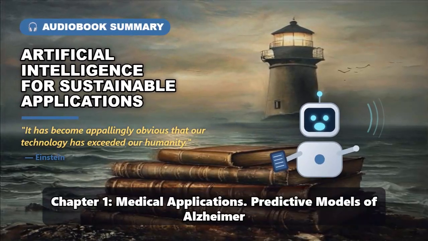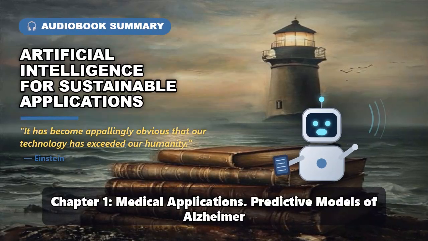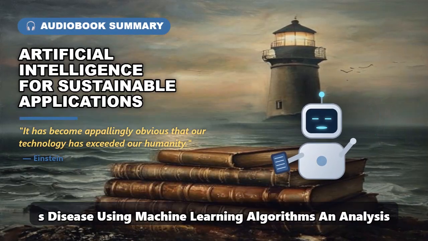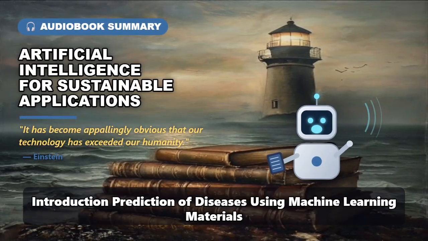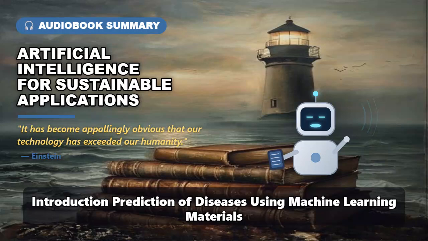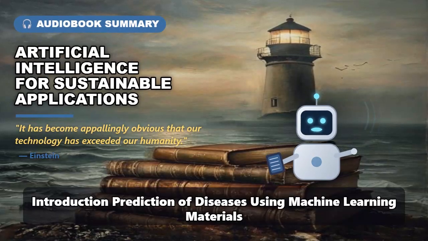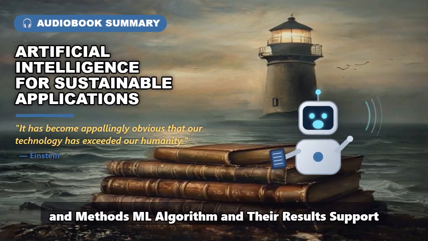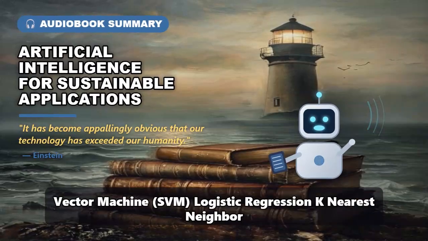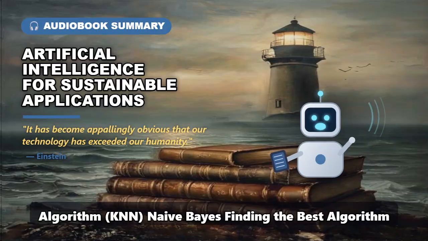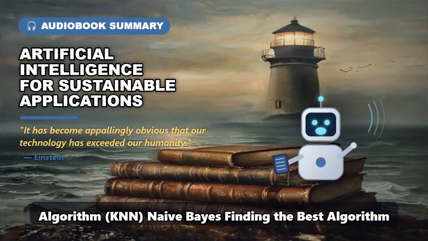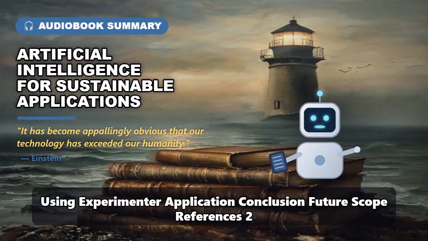Chapter 1: Medical Applications. Predictive models of Alzheimer's disease using machine learning algorithms and analysis. Introduction: prediction of diseases using machine learning materials and methods. ML algorithms and their results: support vector machine, SVM, logistic regression, K-nearest neighbor algorithm, KNN, naive Bayes, finding the best algorithm using Experimenter.